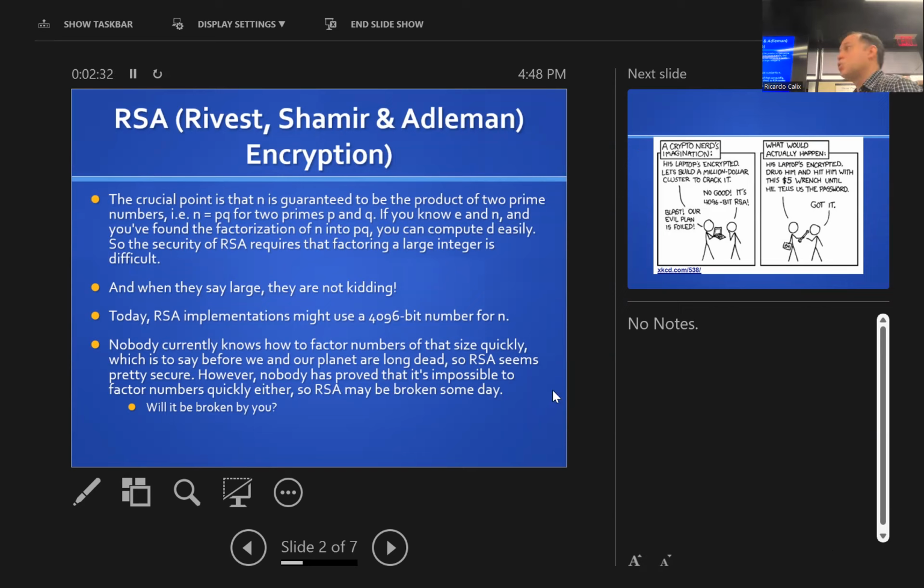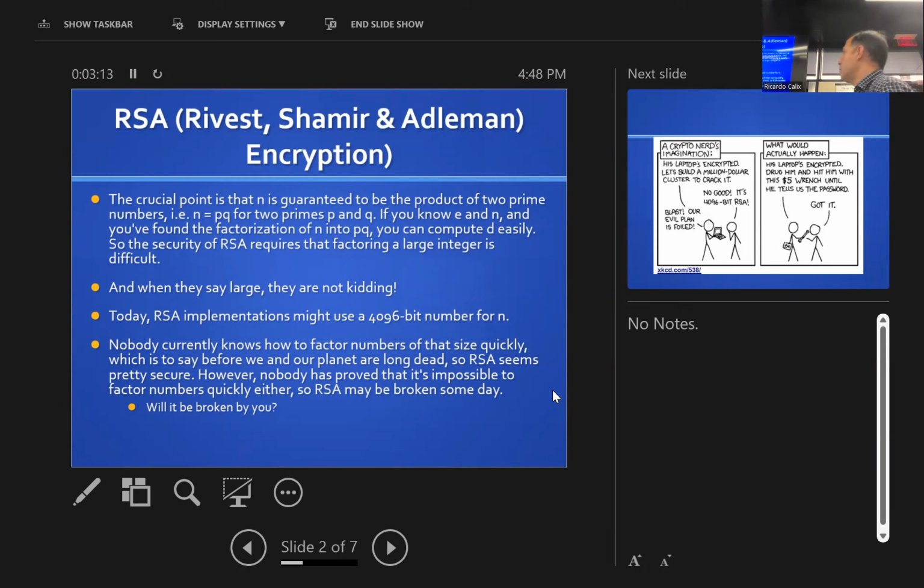I think it's working. The crucial point is that N is guaranteed to be the product of two prime numbers. Okay, so we'll see that. So really then, we're going to have to select two prime numbers, P and Q. Okay, and we're going to multiply them, and that becomes N. So N equals P times Q for two prime numbers, P and Q. If you know E and N, and you found the factorization of N into P and Q, you can compute D easily. And this is one of the things that we will see. This is how you break RSA, okay? But basically it's very difficult to do.